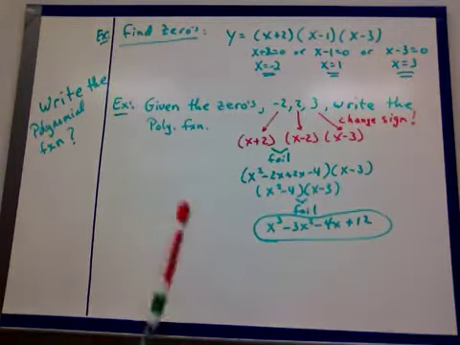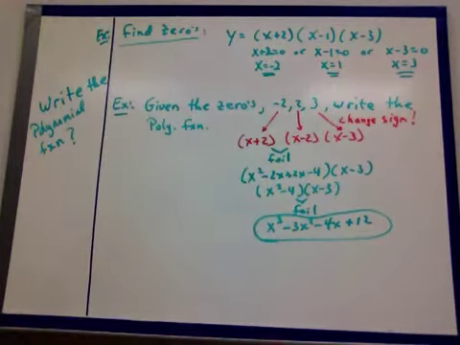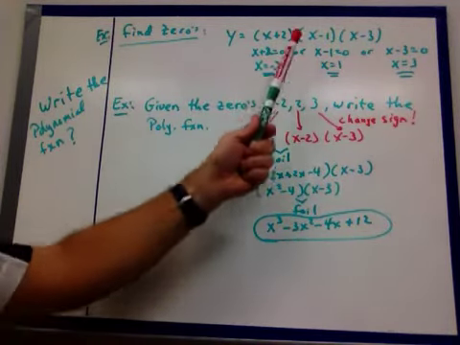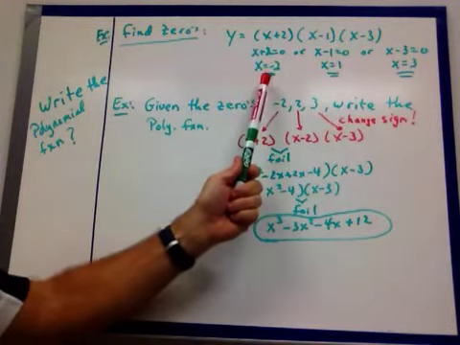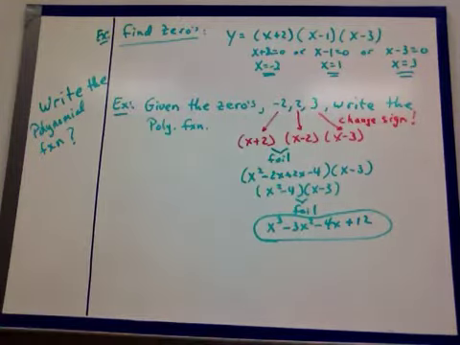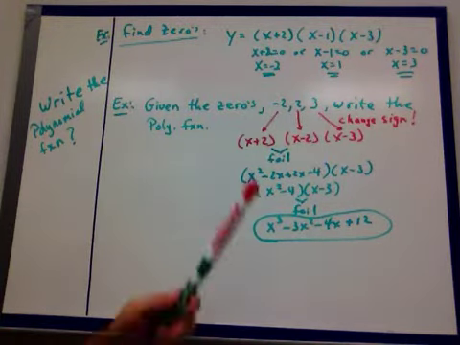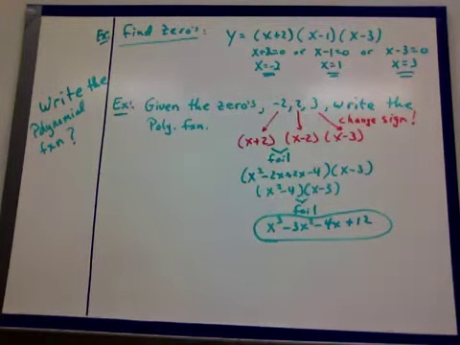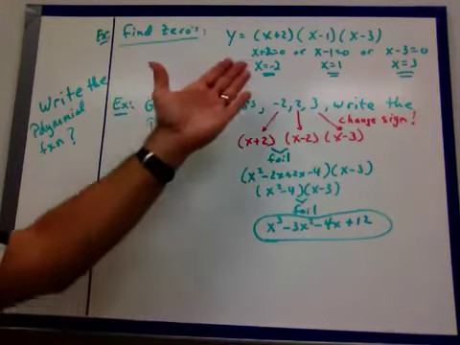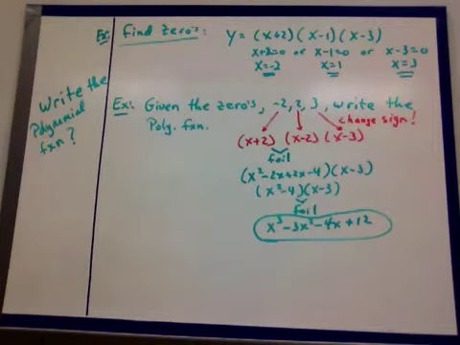Here's another example of finding the zeros where it's already in factored form. They've done the work for you. Just set each one equal to 0. So I know my graph's going to cross at negative 2, 1, and 3. Usually when there are three factors, it's going to be a cubic, so you can graph it the same way we did the last one.